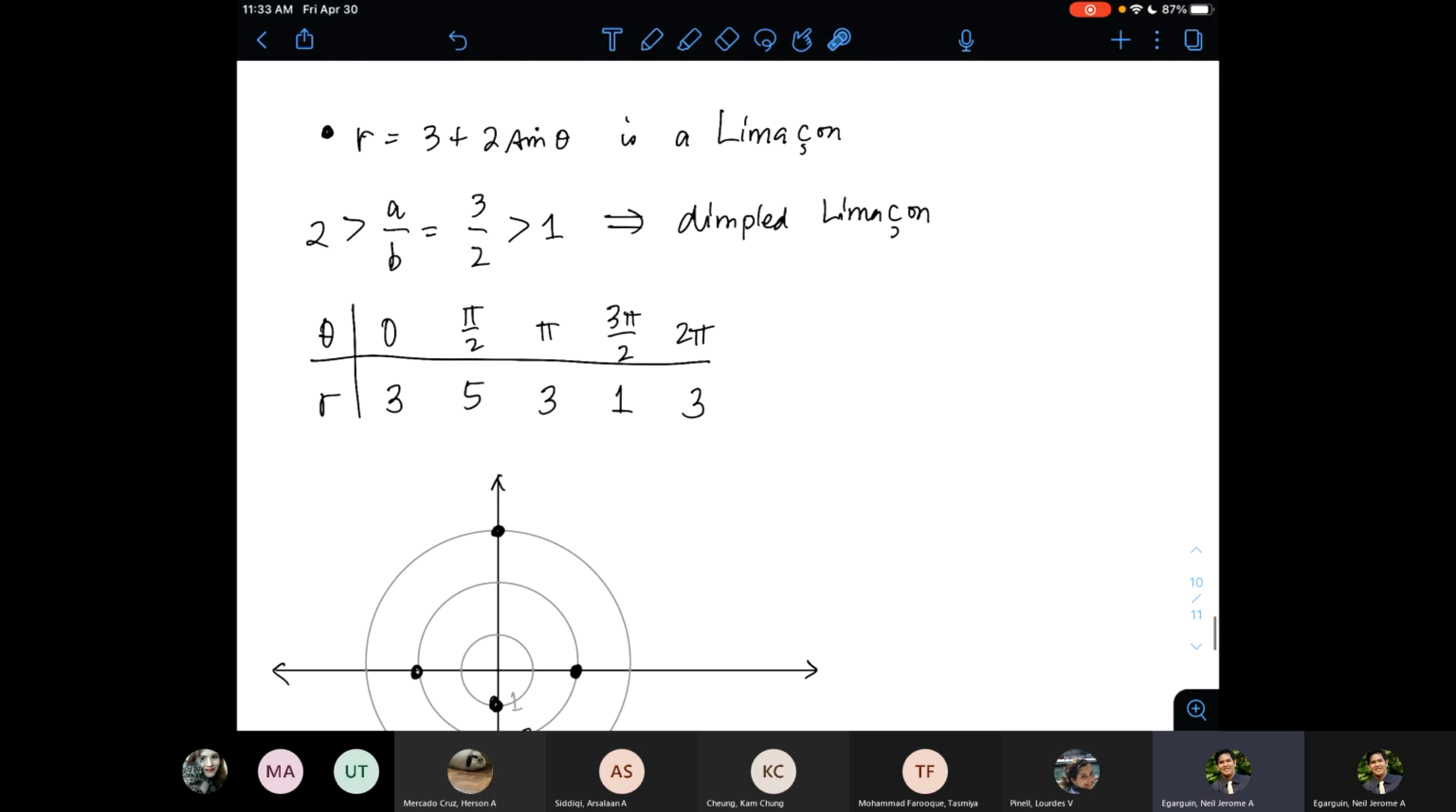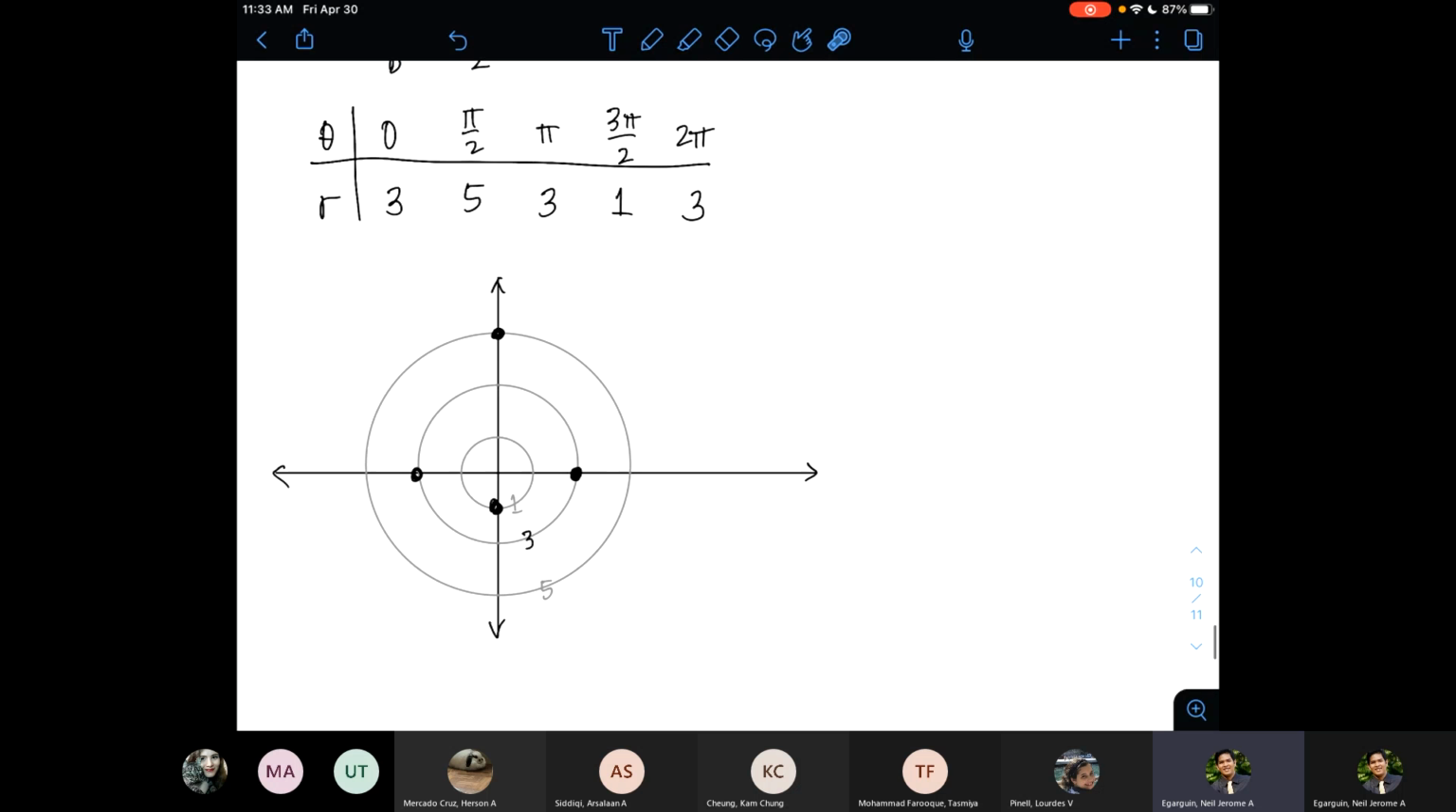And then you have a sine here with a positive coefficient. So the majority of this limaçon will lie on the positive y-axis, because the coefficient of sine is positive. So that means it's on the positive y-axis. So our limaçon will look something like that. Let me draw it here. Okay. All right, so that's your dimpled limaçon.